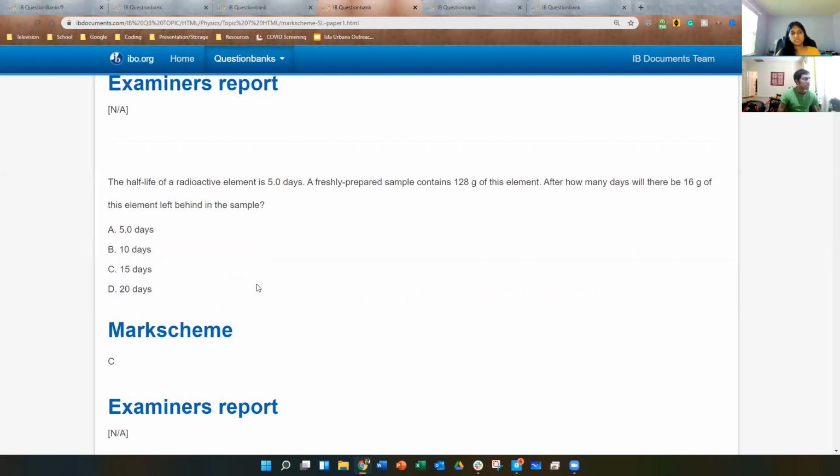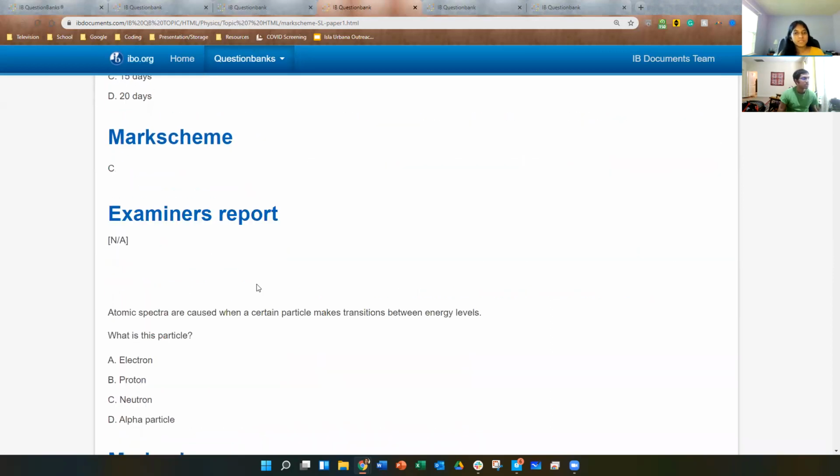Okay. Atomic spectra are caused when a certain particle makes a transition between energy levels.